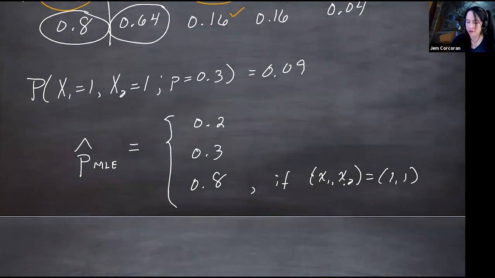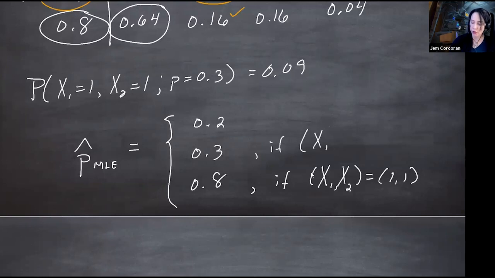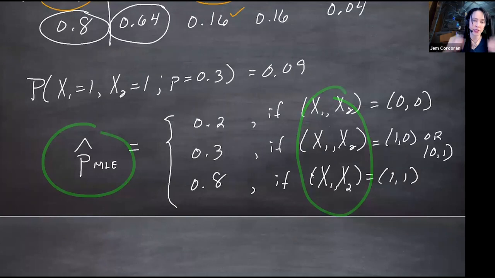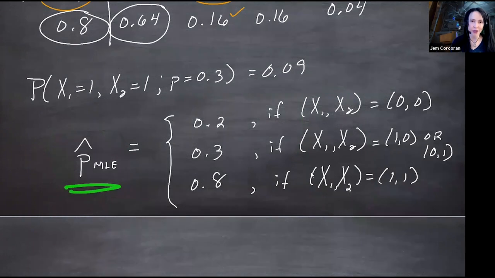I won't take off if you do this, but I want to make these values random. So it's like a random function, capital X1, capital X2, and it's going to be 0.3 if capital X1, capital X2 is equal to 1, 0 or 0, 1, and it's going to be 0.2 if capital X1, X2 is equal to 0, 0. But by having these be capital letters, then this is still random. But I can put numbers in, and that would make this the actual observed numerical MLE.